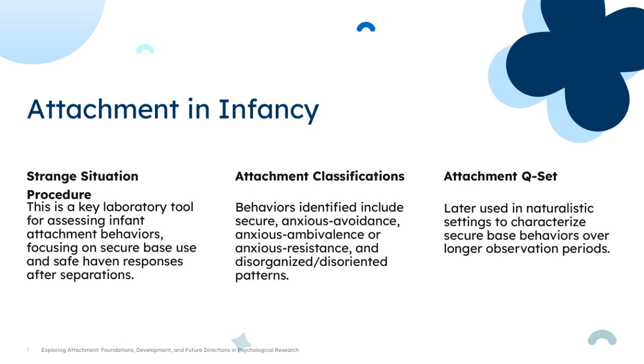Next, we have the attachment classifications. These include secure attachment, anxious avoidance, anxious ambivalence or resistance, and disorganized or disoriented patterns. Each classification reflects distinct ways infants respond to their caregiver's presence and absence, giving us valuable insight into their emotional bonds. Finally, the attachment cue set offers a complementary approach. Unlike the strange situation, it is used in naturalistic settings, like the infant's home, over longer observation periods. This helps us capture secure base behaviors in real-world environments, broadening our understanding of infant attachment beyond the lab. Together, these methods give us a comprehensive picture of early attachment quality.